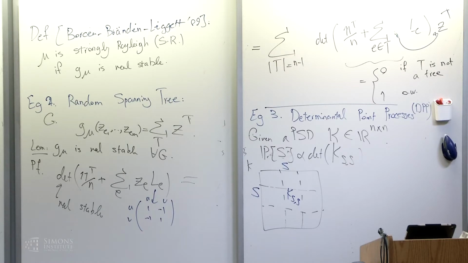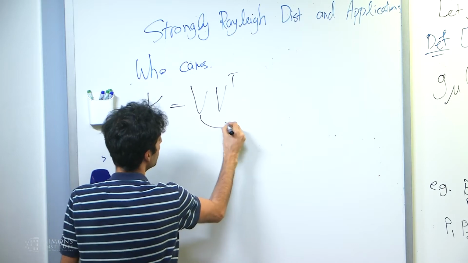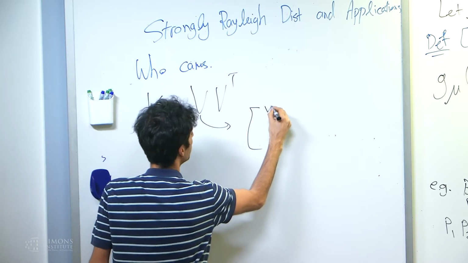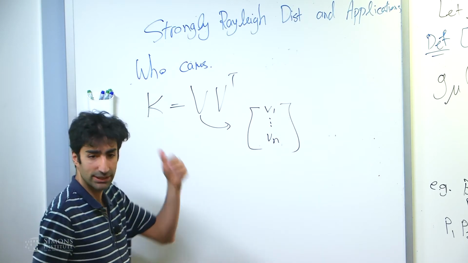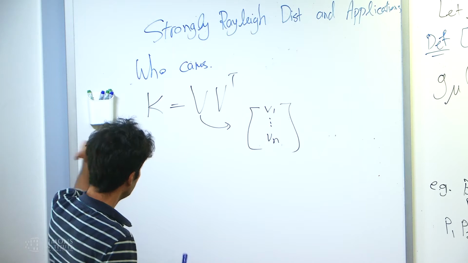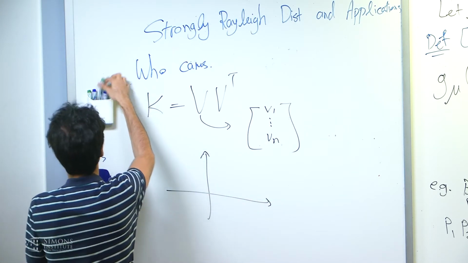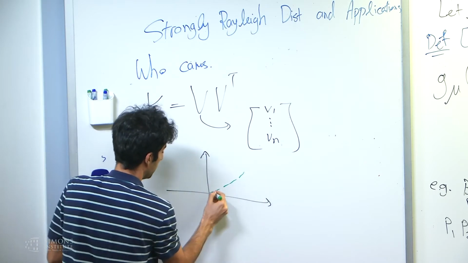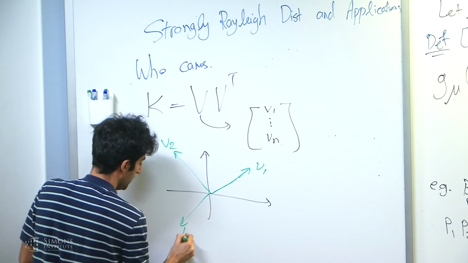So who cares? Okay, let me say there is an equivalent definition of this. If you have a PSD kernel K, you can write it as VV transpose, because it's just the Cholesky decomposition, where V is this matrix of V1 up to Vn. Okay, so K is really the Gram matrix of these vectors. Now, basically, pictorially, you can think about your vectors this way. Maybe this is V1, this is V2, this is V3, and so on.